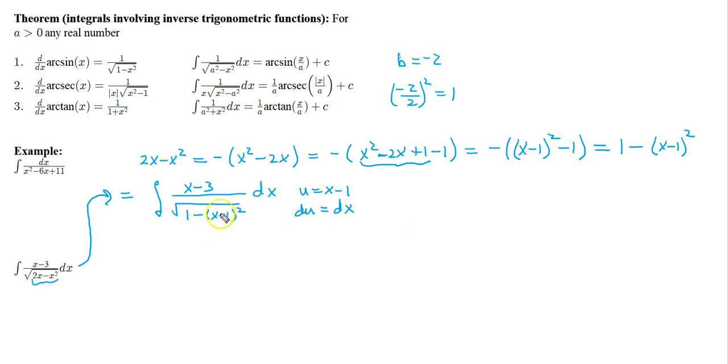So this will become u, but the question is, what does x minus 3 become? You know, u is x minus 1, it's not x minus 3. Well, if we do this little trick, let's let x minus 3 equal x minus 1 minus 2, right? Or you could also solve this equation right here and say that x equals u plus 1, and then put u plus 1 in place of this x here. Either way works. So we see that this integral then becomes, so x minus 3 is going to be u minus 2.